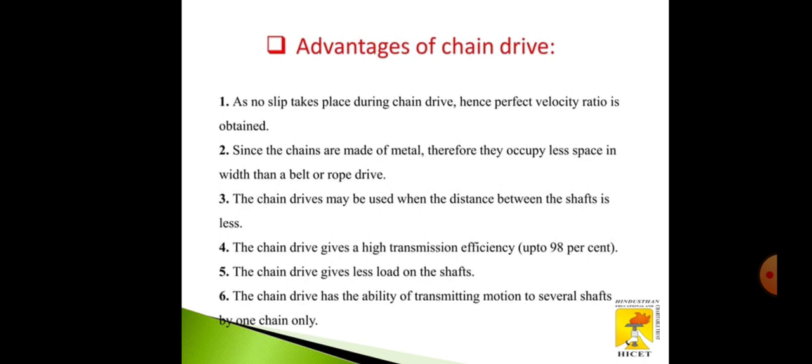Some of the advantages of chain drive: no slip takes place during the chain drive, hence perfect velocity is obtained. Since it is made of metal, it occupies less space in width than a belt or rope drive. It may be used when the distance between the shafts is small, gives high transmission efficiency of up to 98%, puts less load on the shaft, and can transmit motion to several shafts by one chain only.